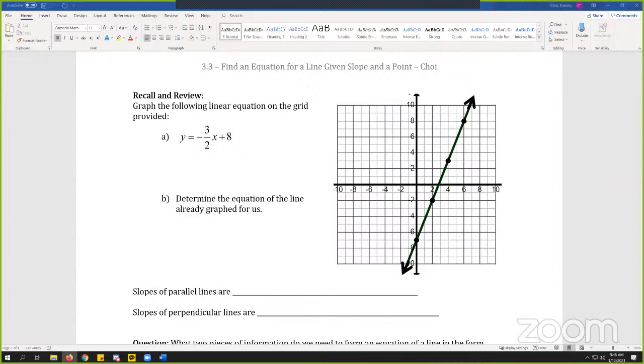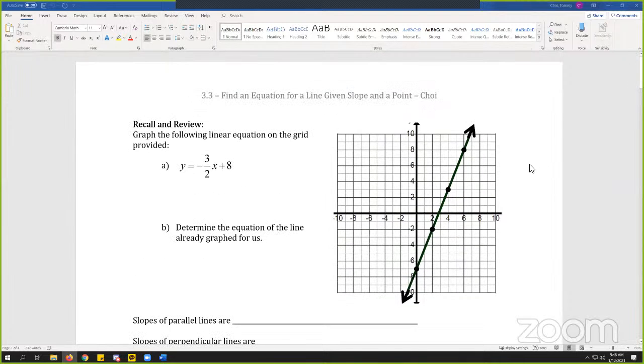I'm good to go. All right, let's get this started then. Okay. So with 3.3, we're going back to what we did in 3.1, which is finding equations of lines. Except this time we're looking at specific situations. The two situations we're going to look at is what if I give you a slope and a point, and the second situation is what if I only give you 2 points? And I ask, give me the equation of the line. So we're going to look at both of these situations here.